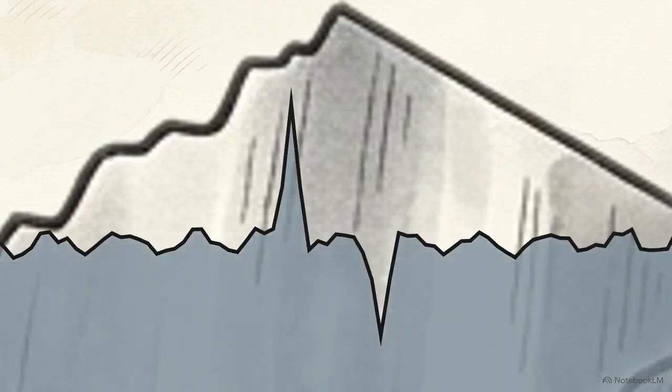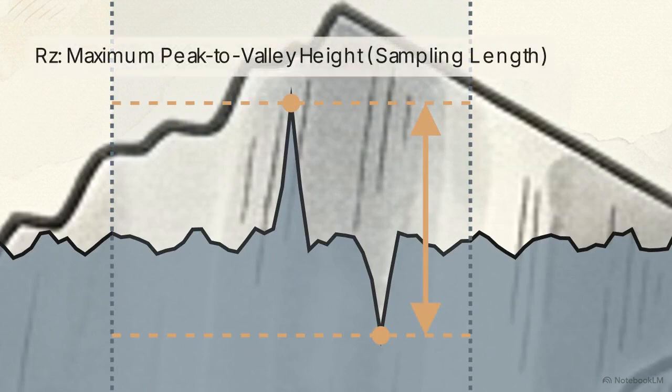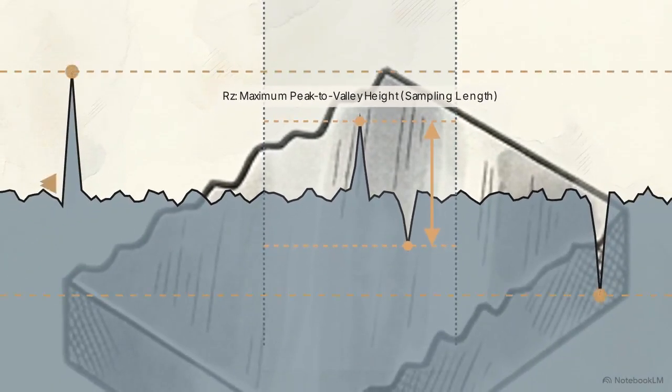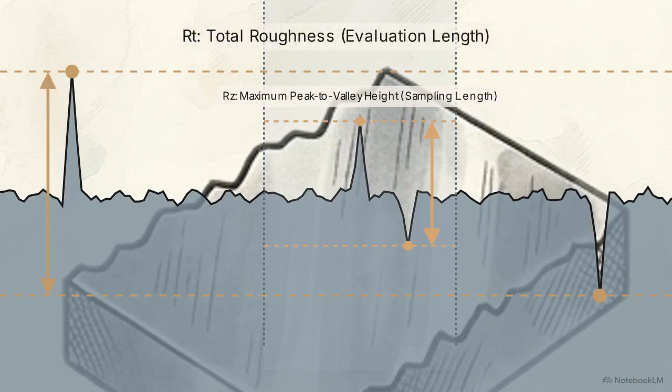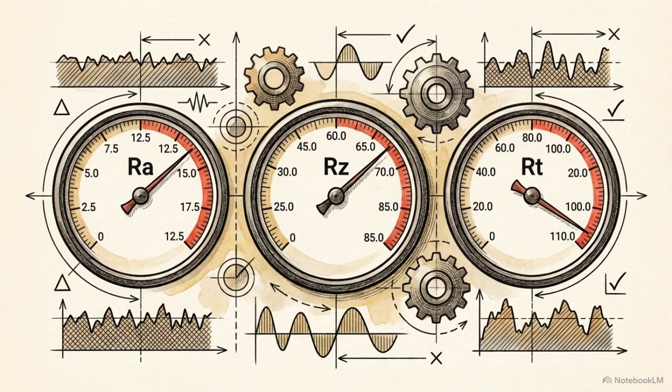To catch those anomalies, engineers use the RZ parameter. This isolates and measures only the vertical distance between the absolute highest peak and the deepest valley within the sample area. For absolute clearance limits, the RT parameter measures the total maximum height from the highest peak to the lowest valley across the entire profile length. A single microscopic spike won't significantly change the RA average, but it can trigger a catastrophic part failure under pressure. High-performance engineering requires multiple parameters to reveal the true condition of the metal.